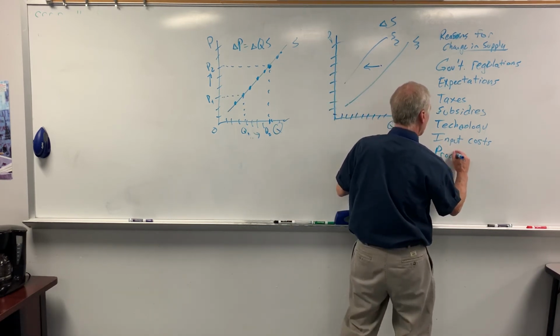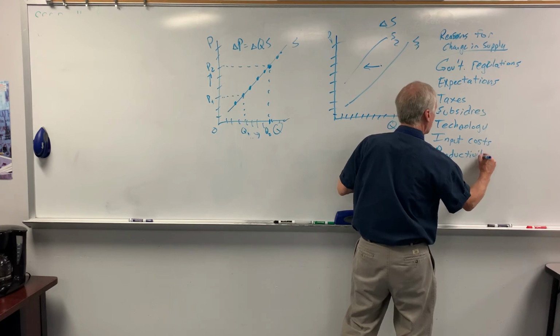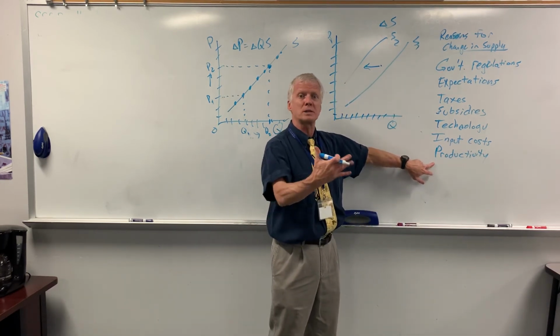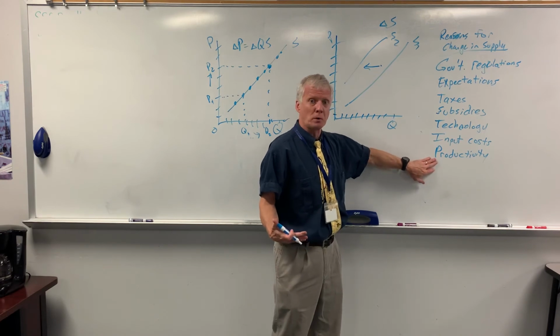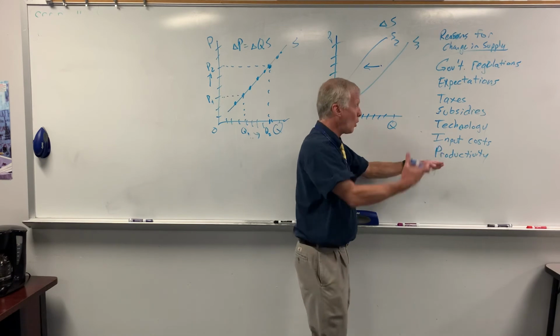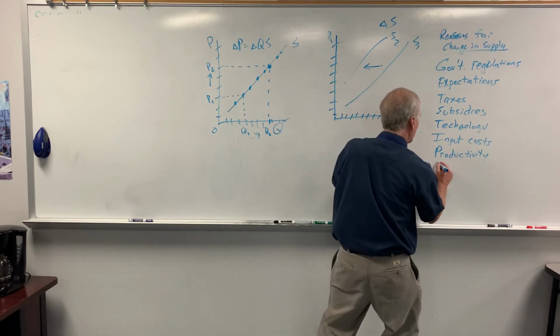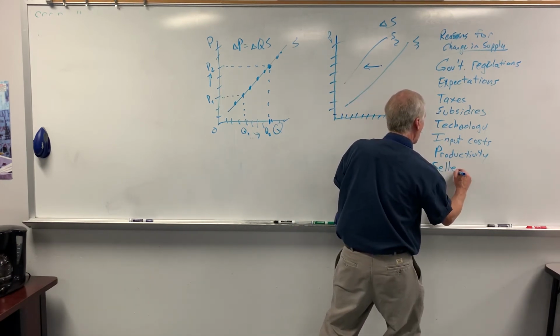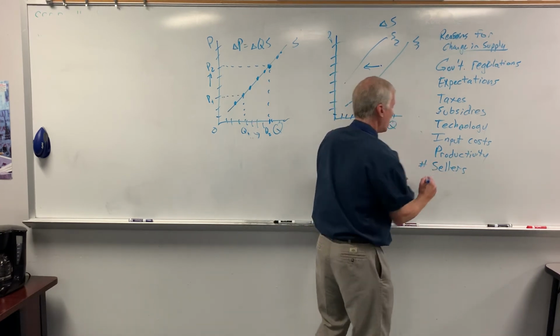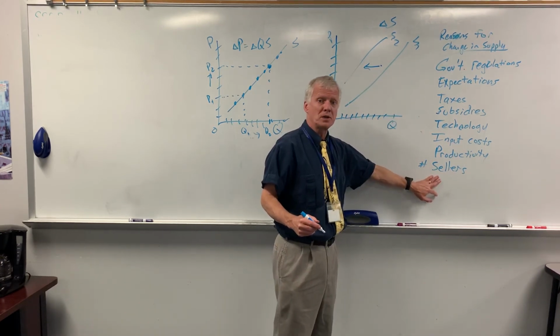Producer productivity. Usually this refers to the workers themselves. Are they better trained? Do they have more experience? They could increase worker productivity and other sorts of productivity, which means they could produce more stuff. Or if something happens, they produce less. And then the last one is the number of sellers. Are there more producers producing or less?